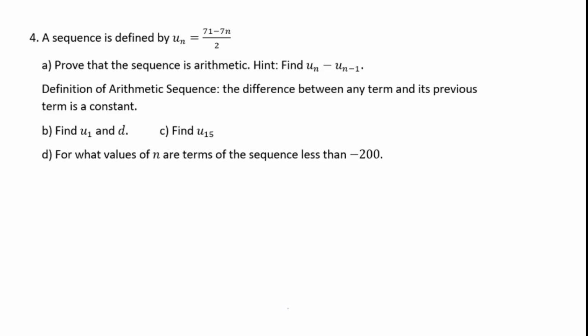For number 4, a sequence is defined by u sub n equals (71 minus 7n) over 2. Prove that the sequence is arithmetic. We do know the definition of an arithmetic sequence: the difference between any term and its previous term is a constant. Then this sequence is an arithmetic sequence. This constant is called the common difference.